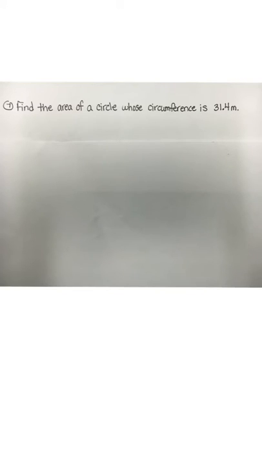For number 7, you're going to find the area of a circle whose circumference is 31.4 meters. So since we know what the circumference is, it's 31.4, you're going to work backwards. If circumference equals 2 times pi times the radius, you're going to fill in 31.4 for circumference. You're going to keep 2 times, and we'll use 3.14 for pi. And then leave the radius as our variable to find the radius. This will help us find the area then.